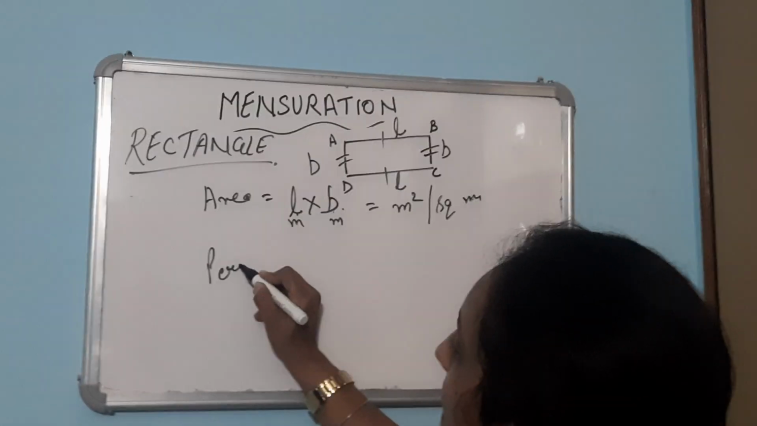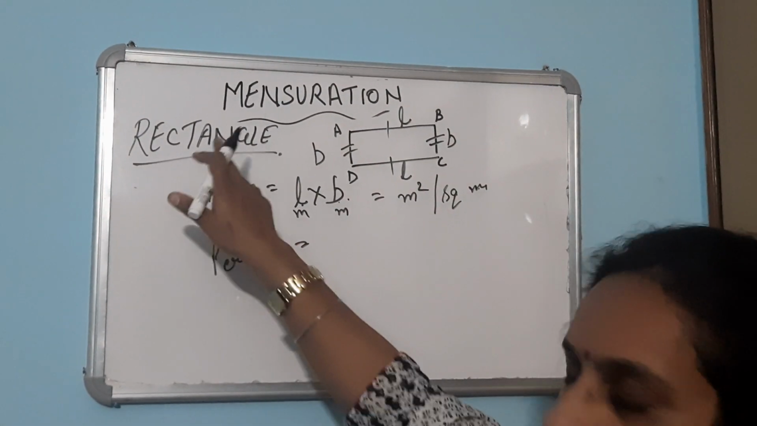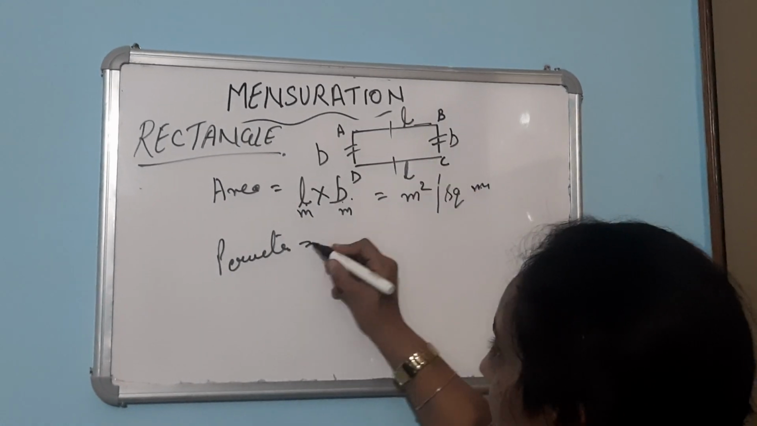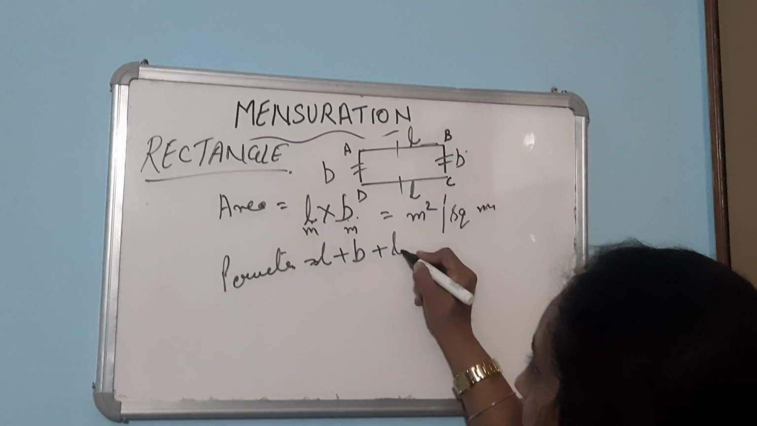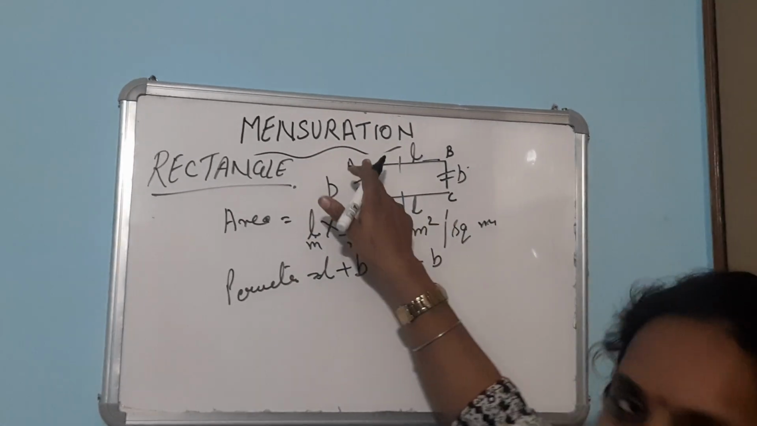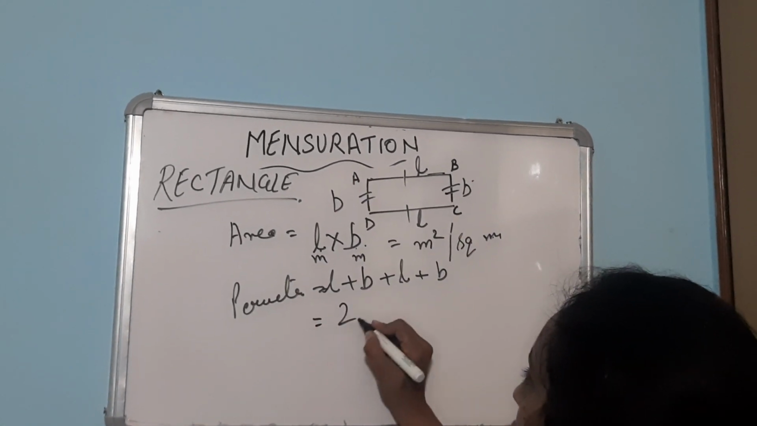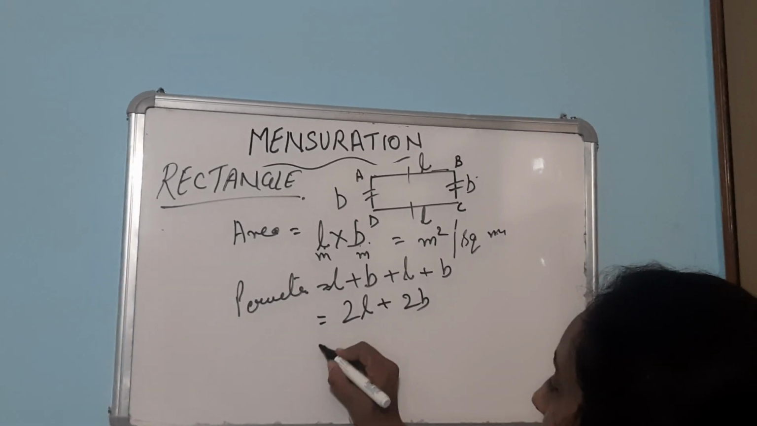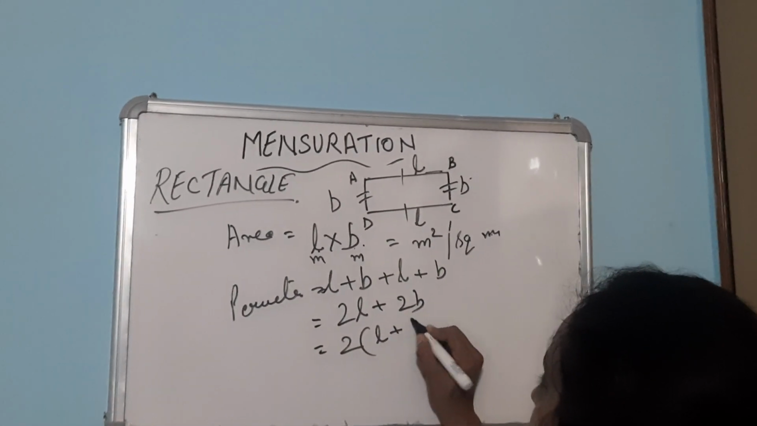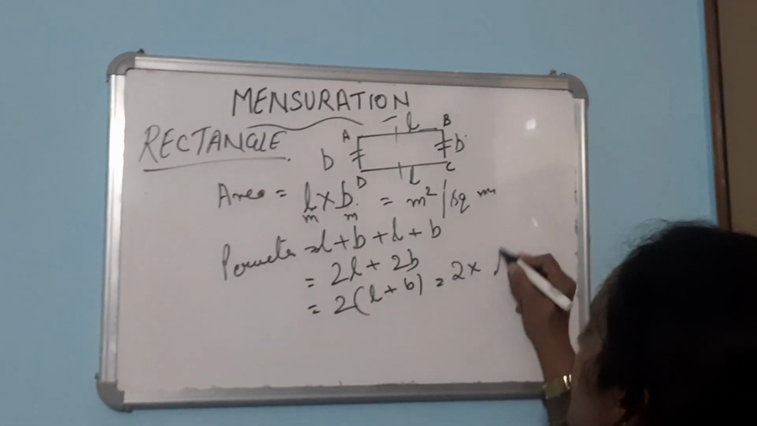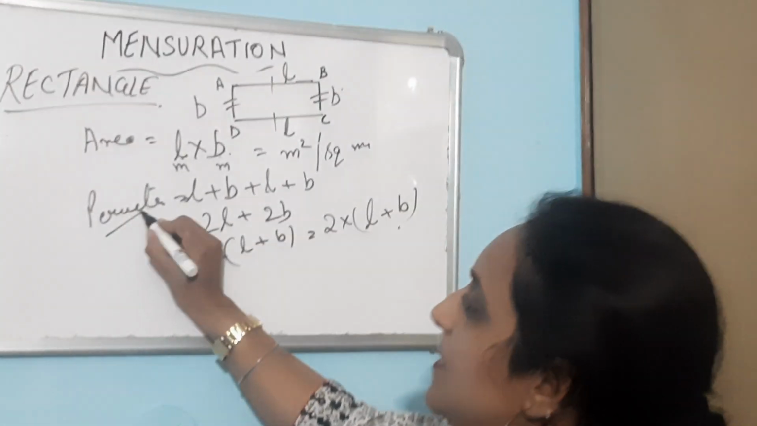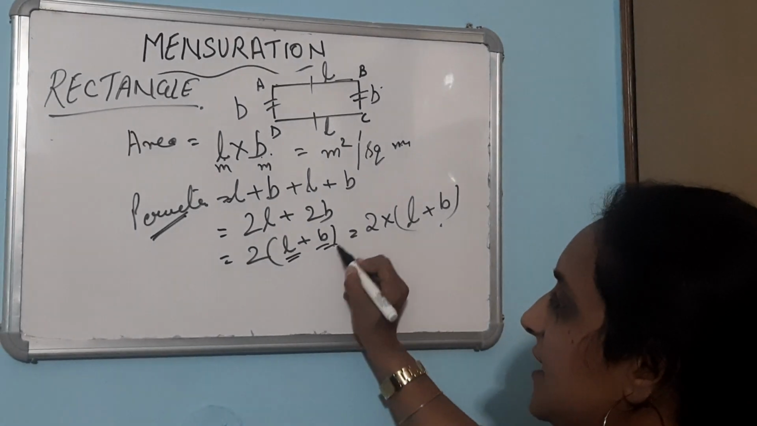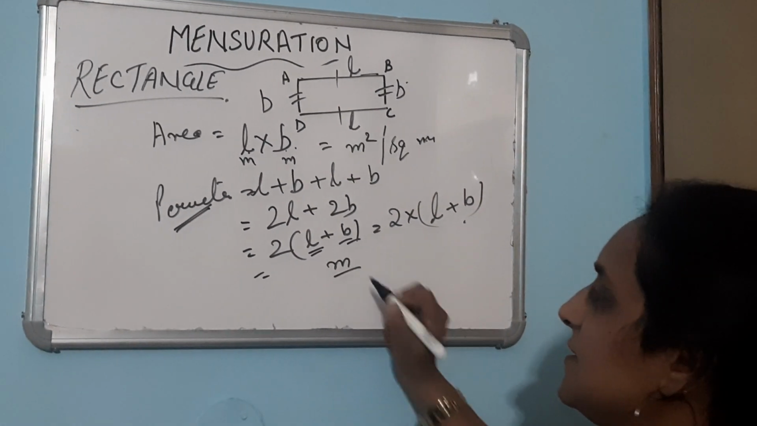Now what is the perimeter of the rectangle? The perimeter of the rectangle will be L plus B plus again L plus again B, if we come back to the same point. So it makes 2L plus 2B. Hence the perimeter is 2 into (length plus breadth). And as I told you earlier, the perimeter units will be the same as the length units, be it in meters.